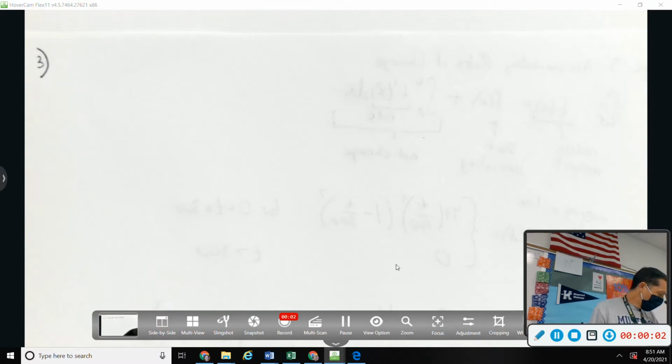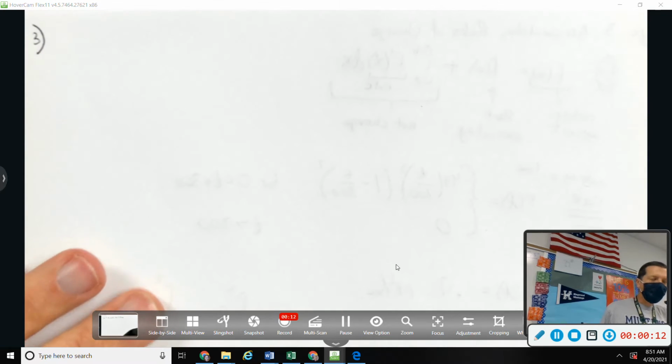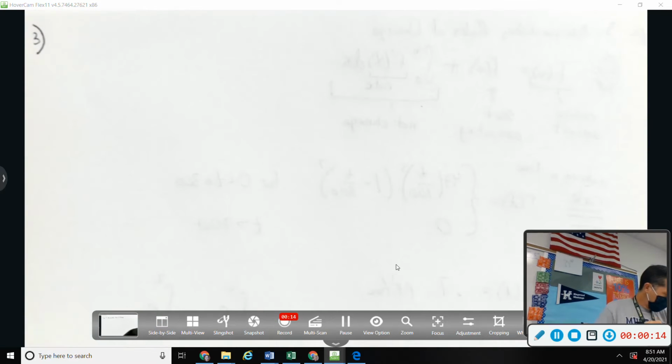Question number 3. And by the way, on the AP test, these are spread way out, so you have tons of room to work. So you're not going to be squished for space. You might be squished for time, but not for space.